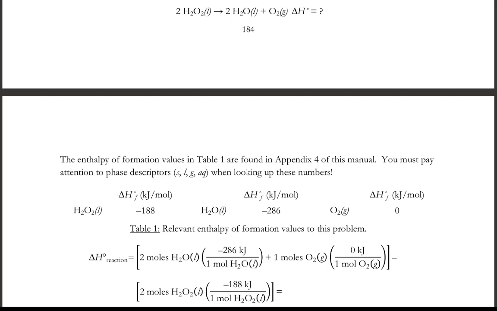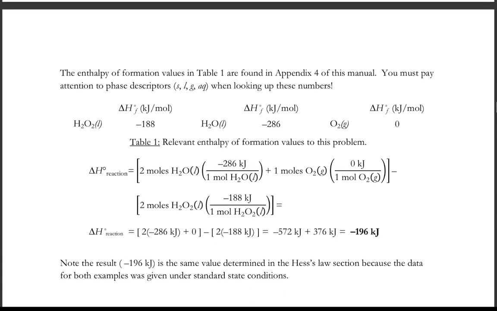Well, we only have 1 reactant, but anyway, we have a 2 in front of the H2O2, so we have 2 times negative 188 kilojoules per mole. Notice that we have moles over moles, so moles cancels out. We have just units of kilojoules.